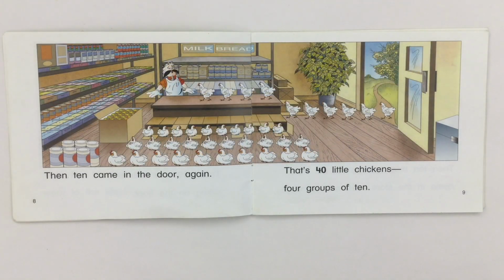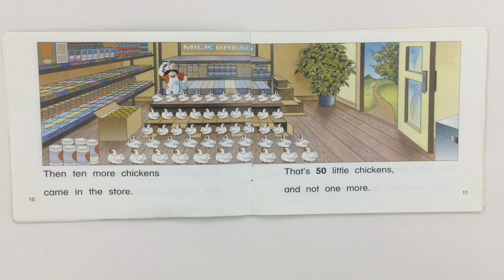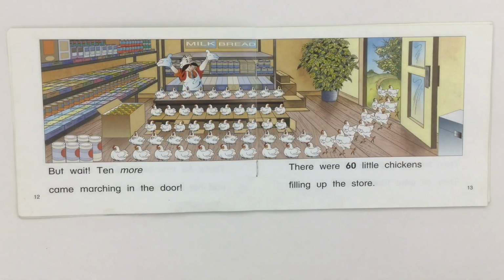Then 10 came in the door again. That's 40 little chickens, 4 groups of 10. Then 10 more chickens came in the store. That's 50 little chickens and not one more. But wait! 10 more came marching in the door. There were 60 little chickens filling up the store.